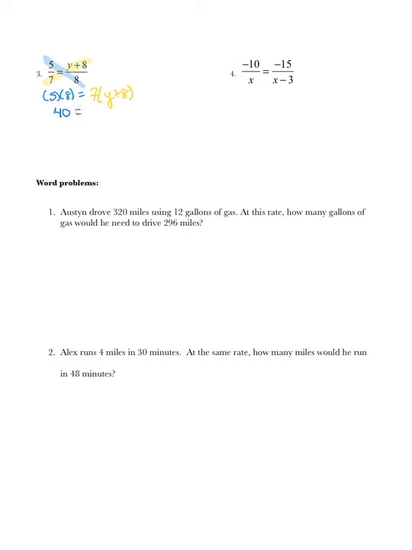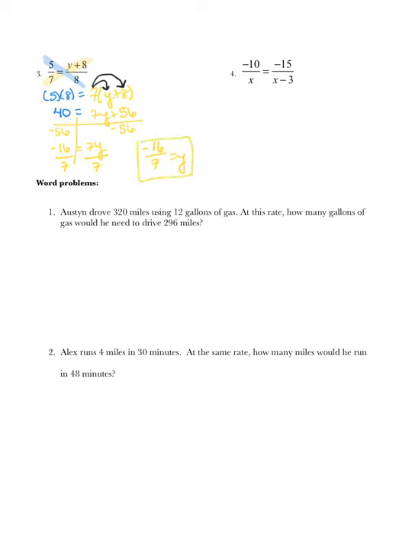40 equals, remember, multiply everything in the parentheses by the 7. 7y plus 56. And continue solving. The right way, not the way I'm doing it. Okay, do the subtraction. Subtracting 56 from both sides. Negative 16 equals 7y. Then divide both sides by whatever's in front. So negative 16 over 7 equals y.